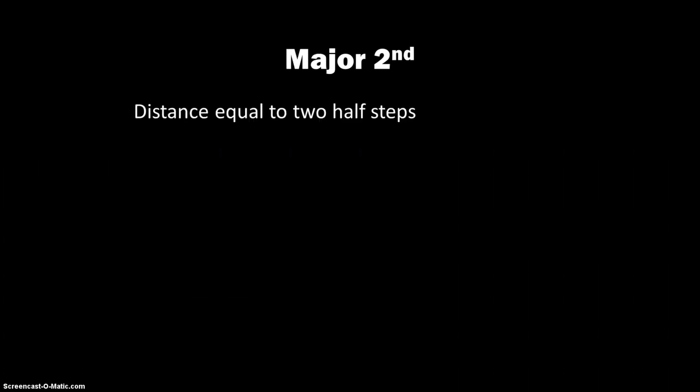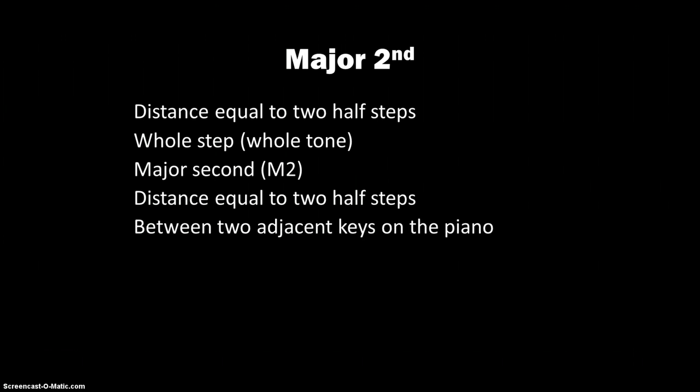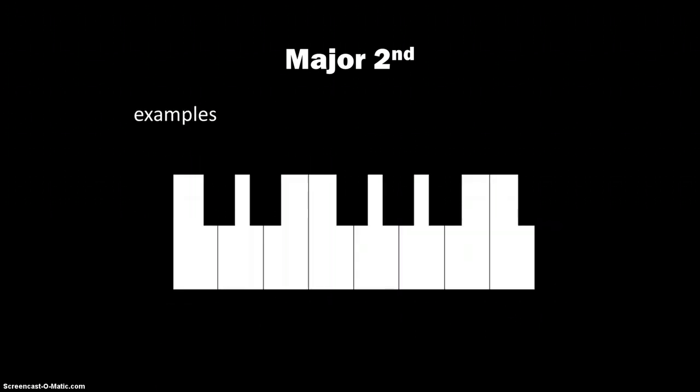A major second is the distance equal to 2 half steps. So it's twice as large as the minor second. And this is also known as a whole step or sometimes called a whole tone. This would be between 2 adjacent keys on the piano if we're moving from white to white or black to black. But of course, because of that naturally occurring half step, we're going to have a few exceptions to this. Again, since it's a second, we're still going to use adjacent notes of the alphabet. And this is a somewhat dissonant sound. This is certainly not as dissonant as the minor second, but it's not a steady sound. There's a lot of clashing waves when you hear this sound.